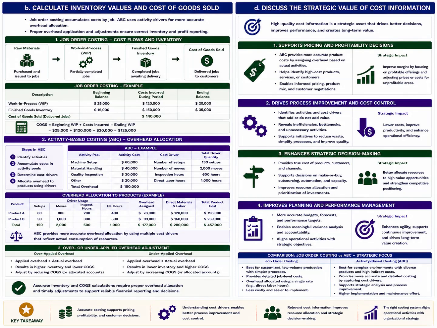D. Discuss the strategic value of cost information. Accurate cost information supports pricing and profitability decisions. ABC provides more refined overhead allocation, helping managers identify high-cost products or customers and adjust pricing strategies accordingly.